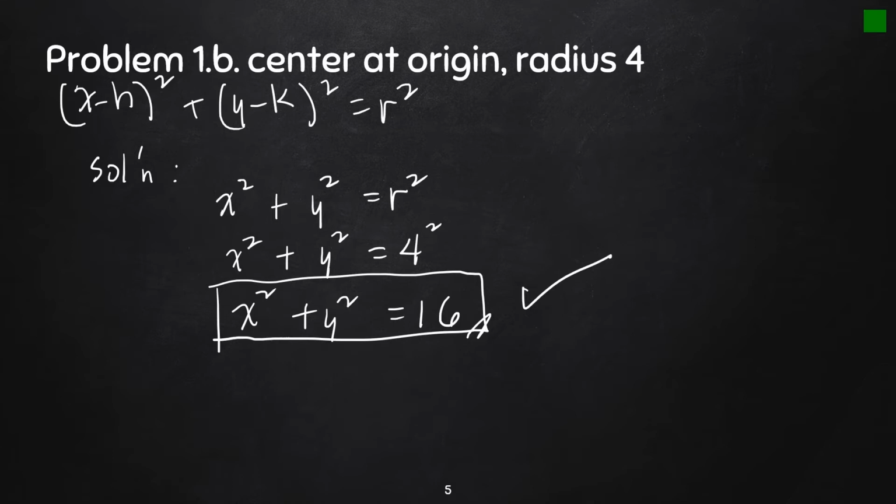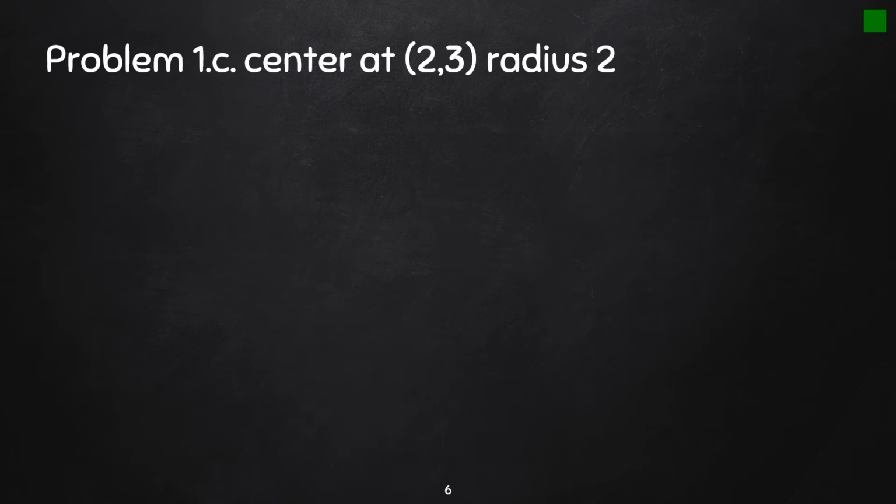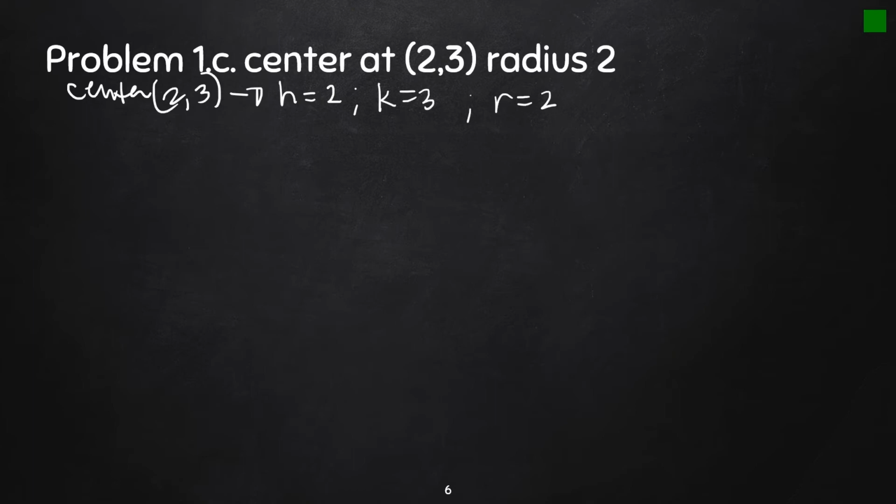Now let's proceed to problem 1.c. Center at (2, 3) and radius 2. Obviously, we cannot just write x squared and y squared directly at the left side of our equation because this time our center is at (2, 3). Therefore, given the center at (2, 3), this means that our h is equal to 2 and our k is equal to 3. And we have a radius given, and that's equal to 2. So let's try to solve that.